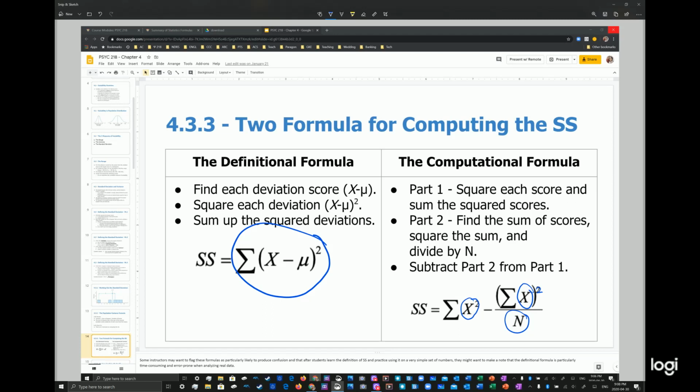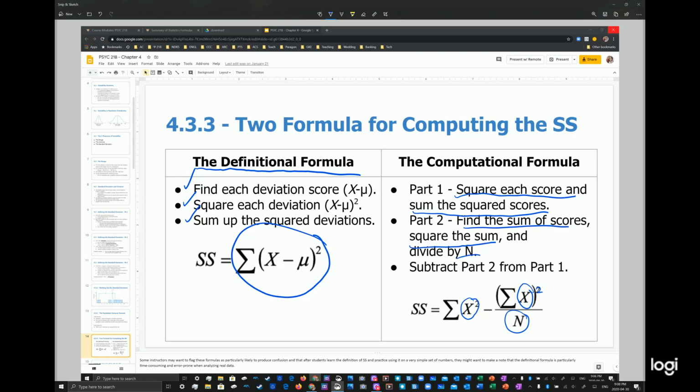The definitional formula we've already talked about. You find the deviation score. Cool. You square each deviation, which cancels out the negative deviation scores, which would make the whole thing 0, or the sum of deviation scores. So you do sum of squares instead. And then you get your sum of squares. In your computational formula, you square each score and then add those up. Then you add up all the scores and square the sum and then divide it by n.